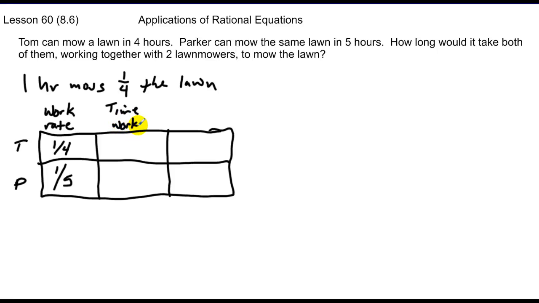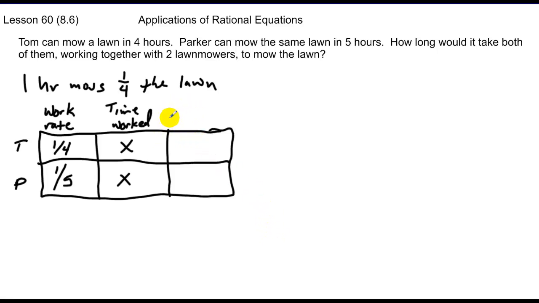because as I stated earlier, if Tom works for 2 hours, he's done half the job. And then if Parker works for 2 hours, he's done 2/5 the job, which isn't quite a half. Therefore, they haven't finished the job. So I don't know in this case how long they've worked together. That's the problem, actually. How long does it take? But I know they start at the same time and finish at the same time, so I'm going to call that X.